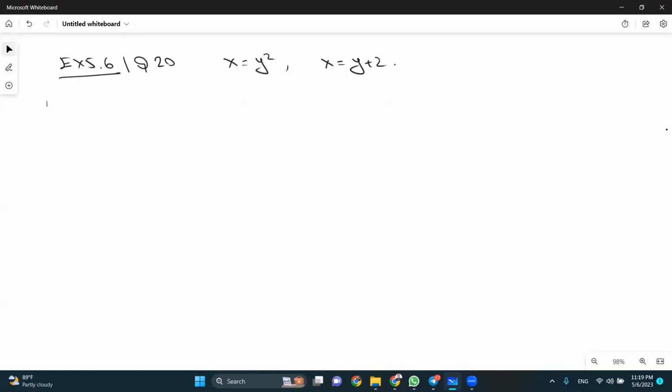The question is, we are given two functions, x equals y squared and x equals y plus 2. We need to find the area enclosed by the graphs of these two functions.